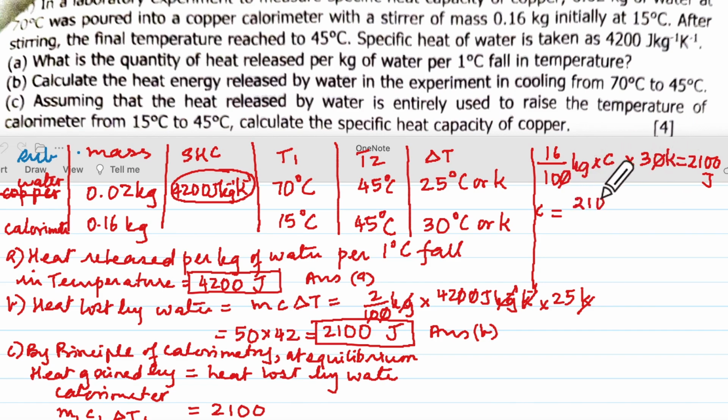So 2100 upon 16 into 3, and in the numerator over here there will be joule and in the denominator kg and Kelvin will go here. Not a direct multiple, right? So 700. Oh, 16. I'm going to split it as 7 into 125.